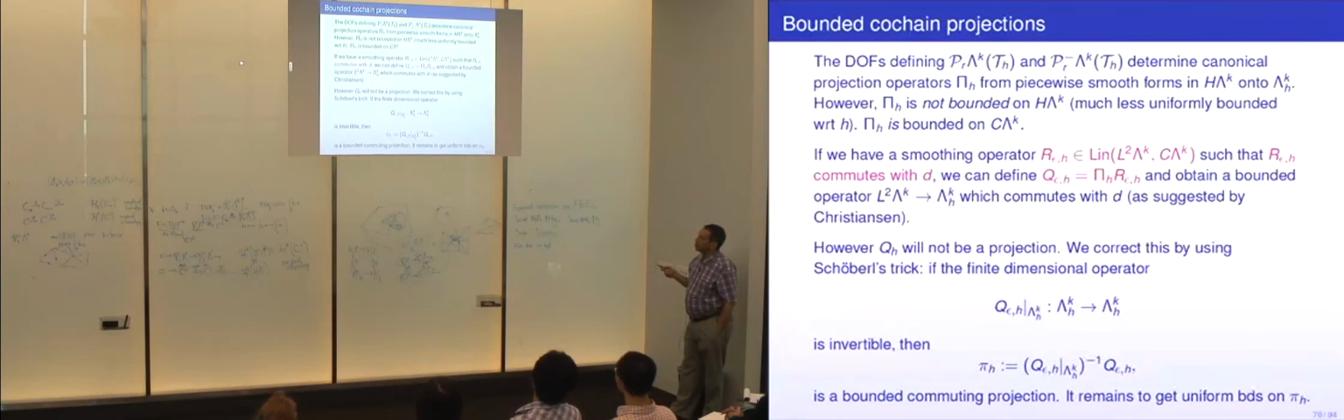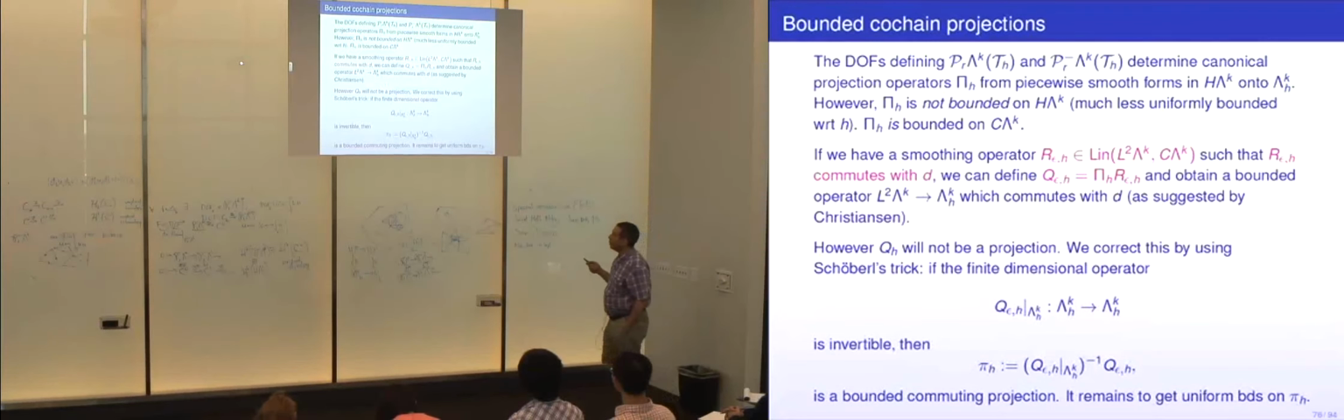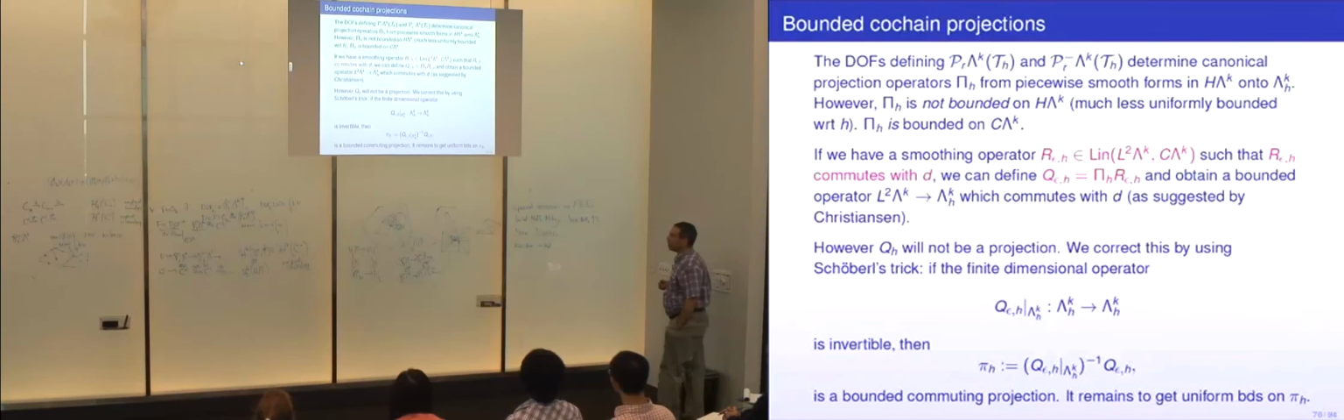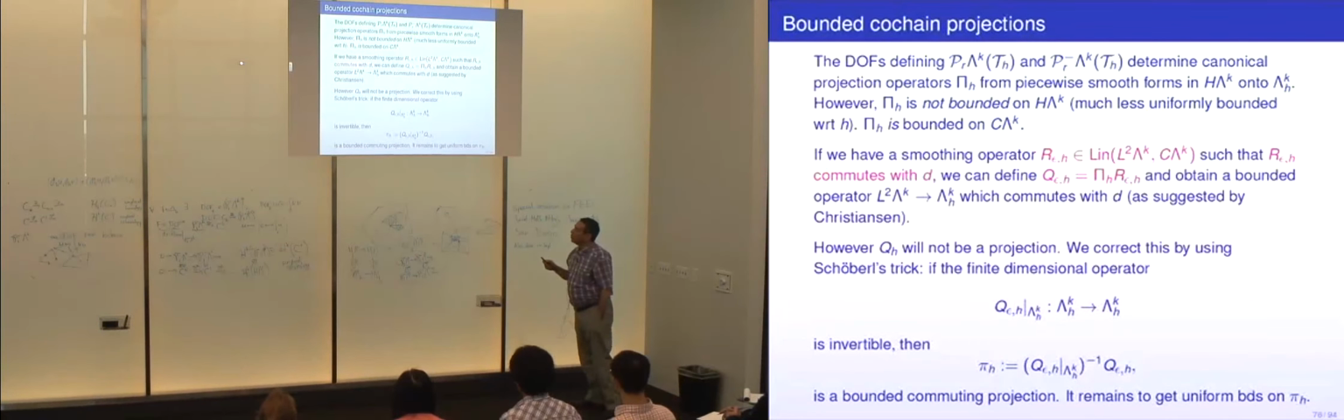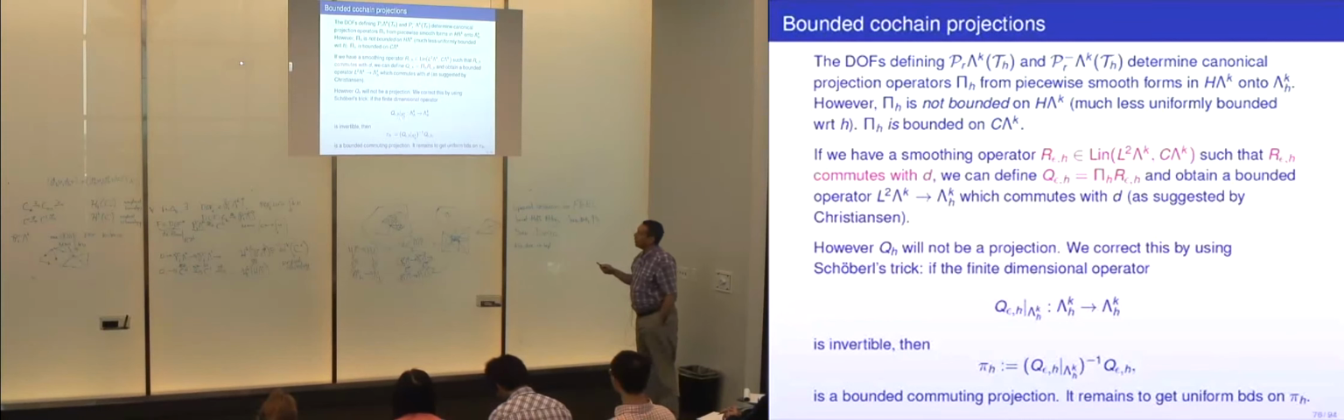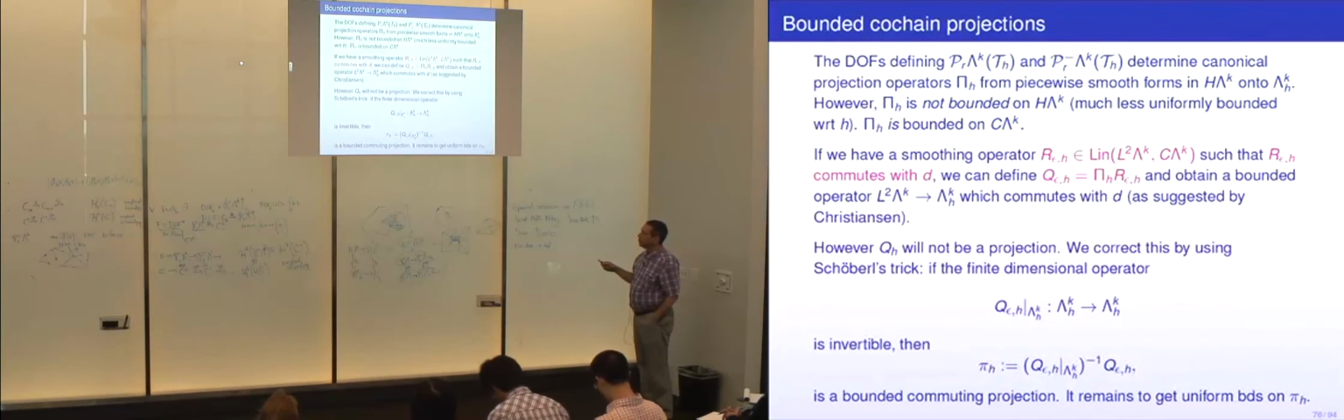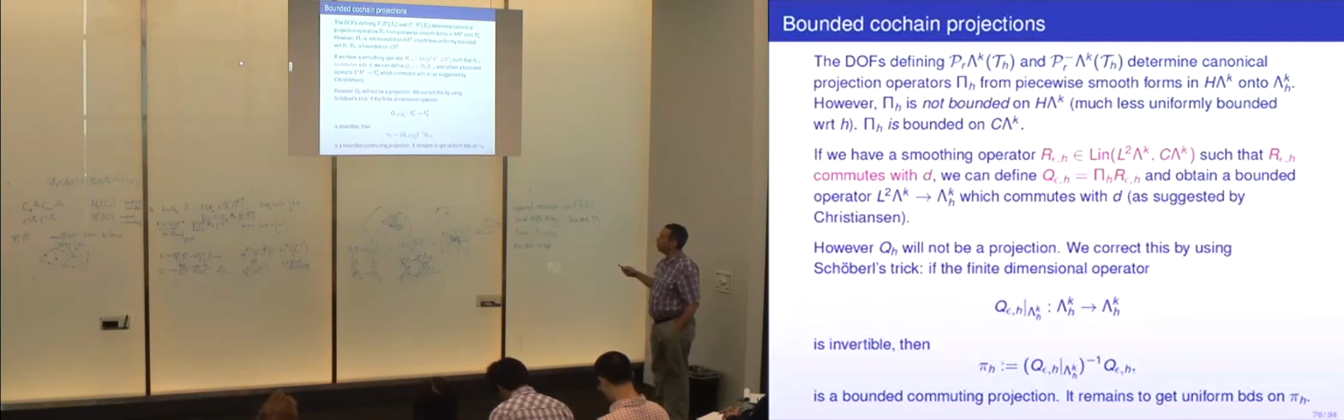But it won't be a projection. The main thing we wanted was a bounded commuting projection. So we got bounded at the cost of losing being a projection. So that's where Schoberl's trick came in. Schoberl said, well, take this Q epsilon H and restrict it to the subspace. So that's not the identity operator. It'll take something in the subspace to something else in the subspace. If it were the projection, it would be the identity, but it's not a projection anymore.